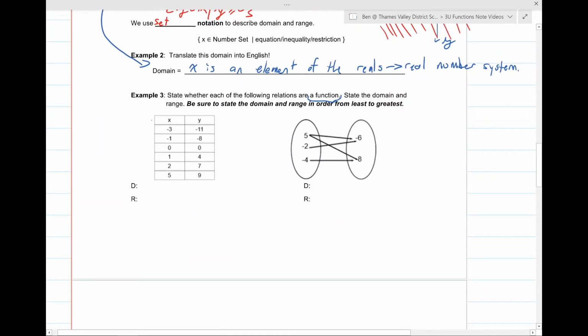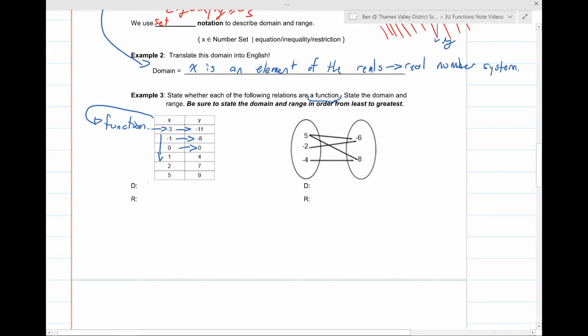So here, if I see a table of values and I don't see x repeated anywhere, and I don't here, I see -3, -1, 0, 1, 2, 5. There's no repetition there. So because there's no repetition, then I can be quite sure that there's only one y value for each of these, as shown by the rows here. So negative 3 has one y value. Negative 1 has its own y value. 0 has its own y value. So just from telling that, we can say it is in fact a function.